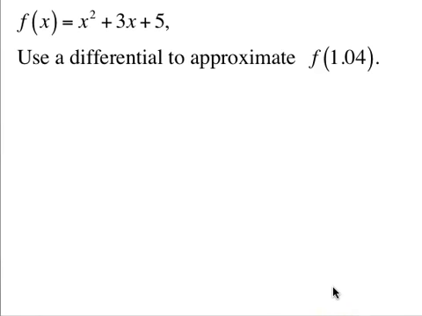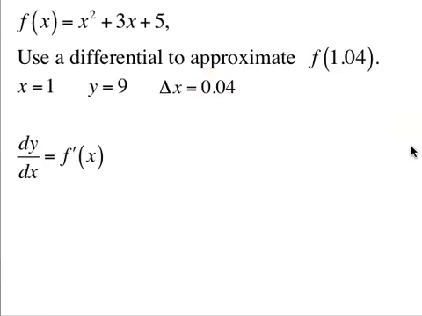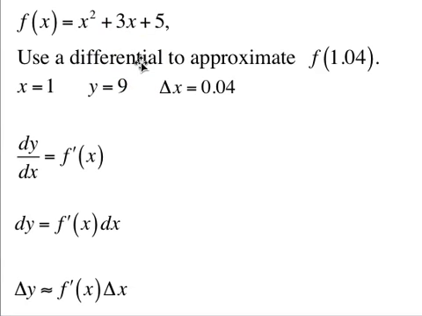So how does that work? Here's the bits that we have. Again, x is 1 from 1.04, y is 9, plugging 1 in for f. Change in x is 0.04 because 1.04 is 0.04 more than 1. We use our idea that dy/dx is f prime of x. So dy is f prime of x dx. Now what am I going to use for x? I'm going to use 1, but I've got to take the derivative of this function. So f of x is x squared plus 3x plus 5. F prime of x is 2x plus 3.